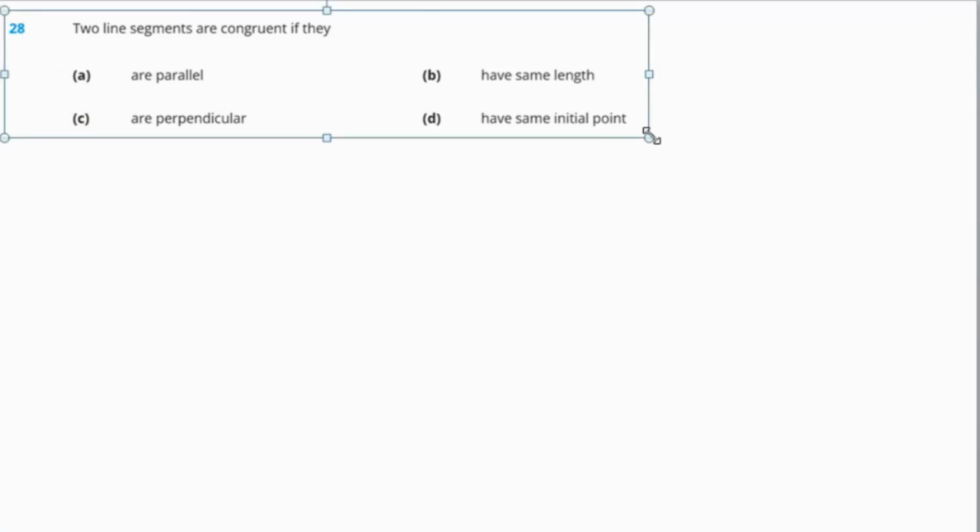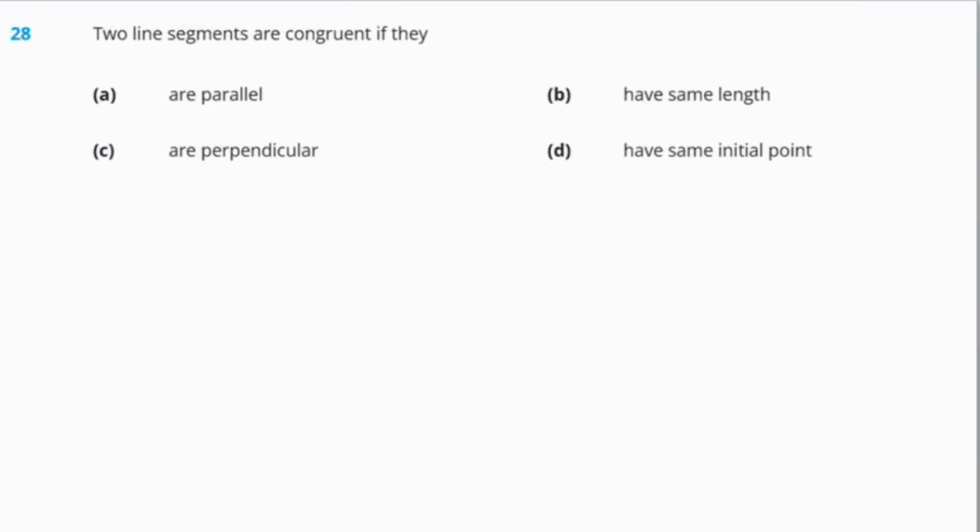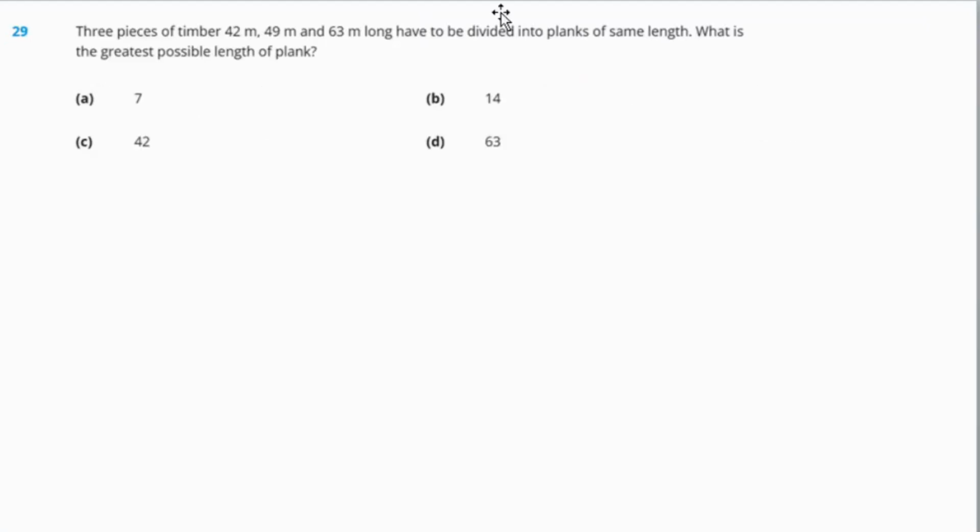Now the next question is saying that two line segments are congruent. Two line segments are congruent if they are parallel, have the same length, are perpendicular, or have the same initial point. They have the same length. When they have the same length, then only we can say that both are congruent to each other.